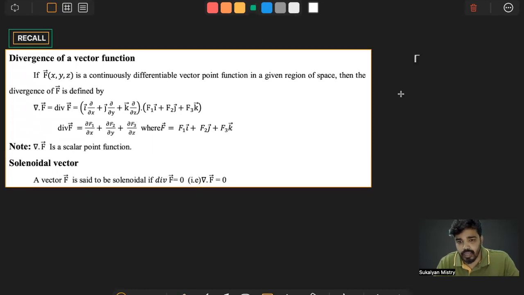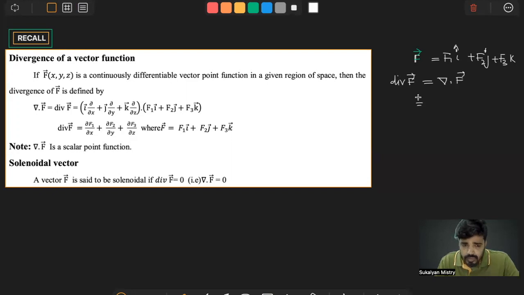Suppose F is equal to F1 i plus F2 j plus F3 k. Okay. Then divergence F, that means del dot F. So del dot F, what does del mean? Del means i del x plus j del y plus k del z, dot. What is F? F is F1 i plus F2 j plus F3 k.